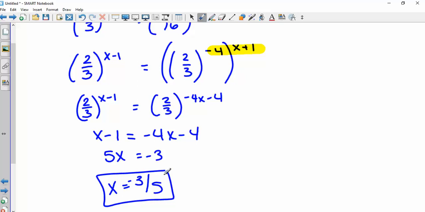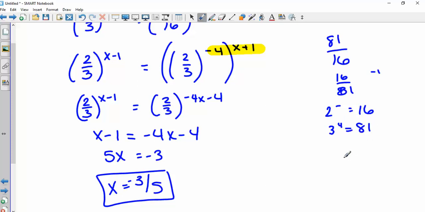So how did you get -4? So when I was looking at this, I first realized that I wanted my power of 2 to be on top, so I needed to think of it as 16/81, which meant my exponent had to be a negative. Then I tried to figure out 2 to what power would equal 16. And that was a 4. And then I checked 3 to the 4th is 81. Yeah, that makes sense.